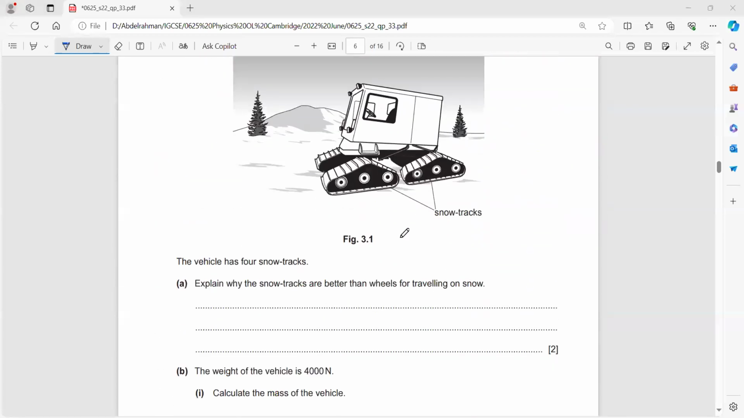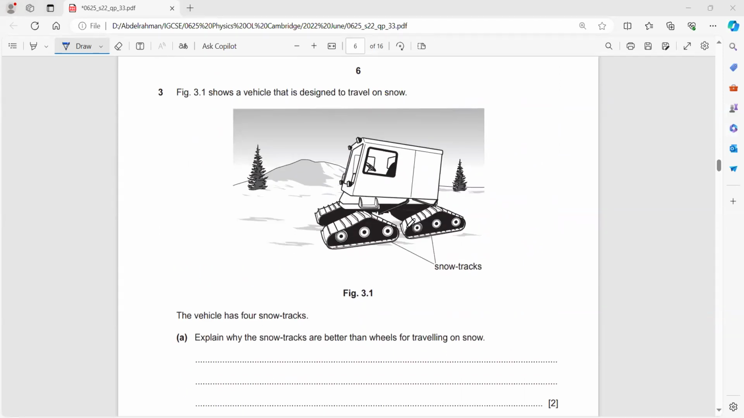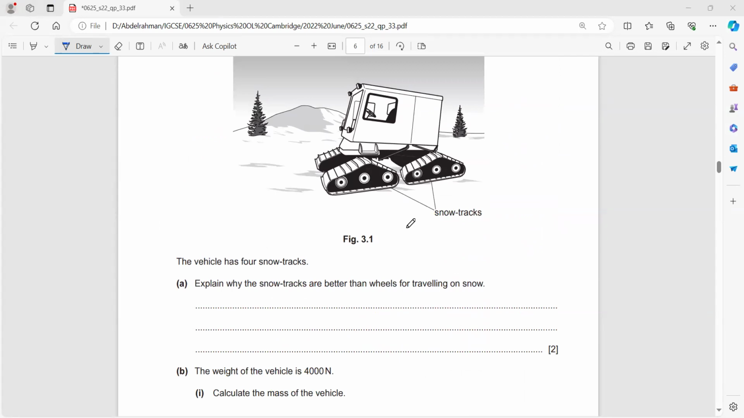Moving on to the next question. This vehicle has 4 snow tracks. Explain why the snow tracks are better than wheels for traveling in the snow. The snow tracks have a larger surface area, so this decreases the pressure onto the ground. It prevents the tractor from sinking. Right, large surface area is inversely proportional to pressure. Okay, large surface area.